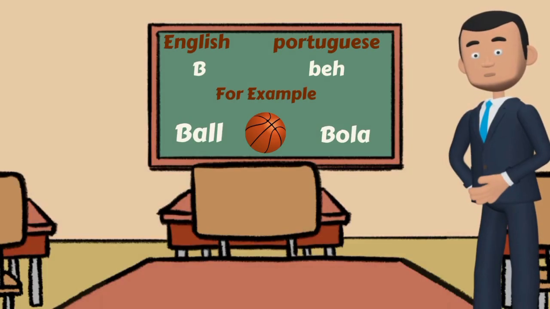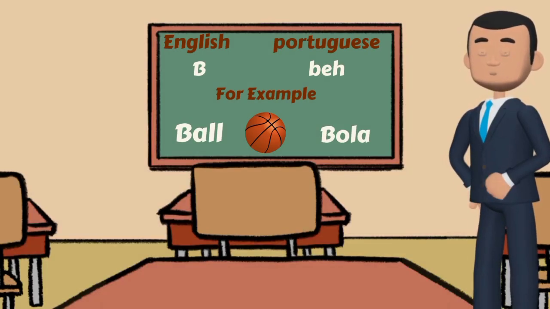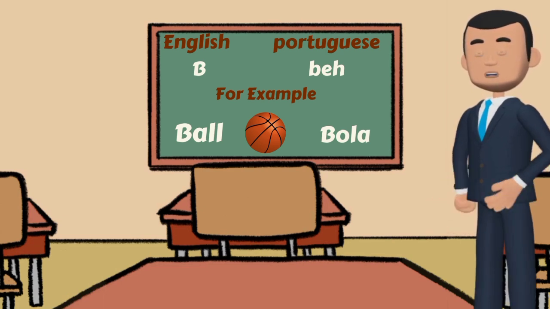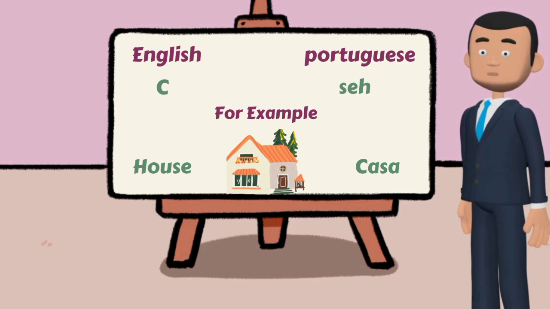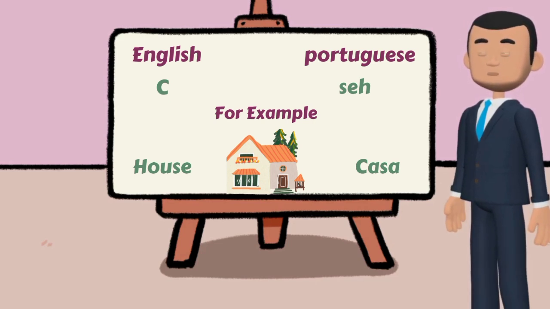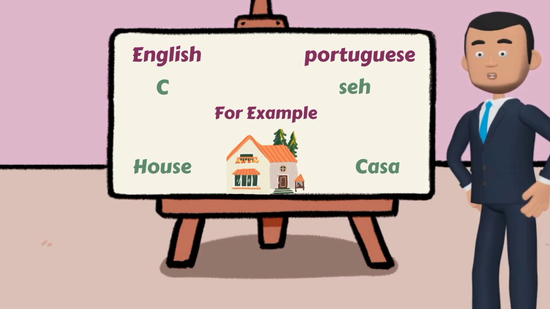In English, B. In Portuguese, bé. For example, the word bola in Portuguese means ball. In English, C. In Portuguese, sê. For example, the word casa in Portuguese means house.